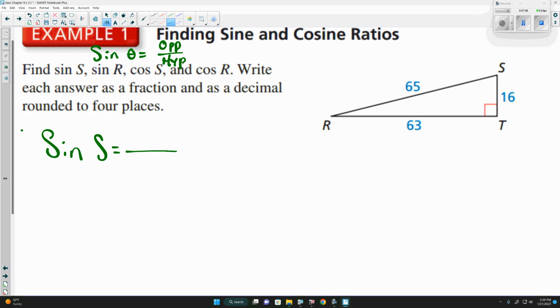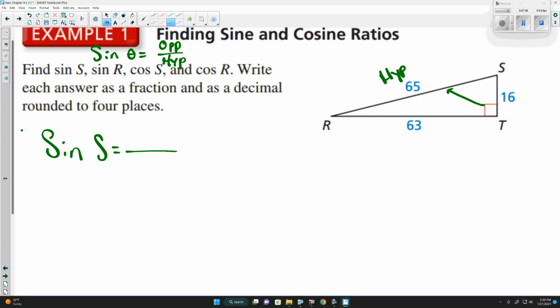Looking at this triangle here, which of the 3 sides would be the hypotenuse? 65, because 65 is opposite the right angle, yes. A right triangle has the 90 degrees. So here, 65 would be the hypotenuse. And no matter which angle we look at, 65 will always be the hypotenuse.